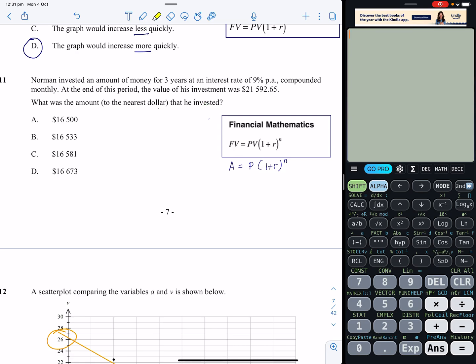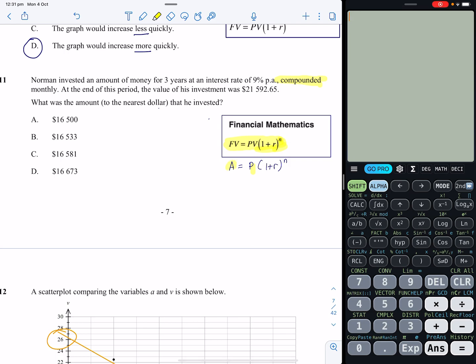The first thing when you read a question about financial mathematics and you see the word compounded, write down this formula. It's likely that you are going to need it. This formula says future value equals present value times 1 plus the interest rate to the power of n, which is the amount of time that your investment has been invested for. You might be familiar with this in the format A equals P times 1 plus R to the power of n. This is the same formula.